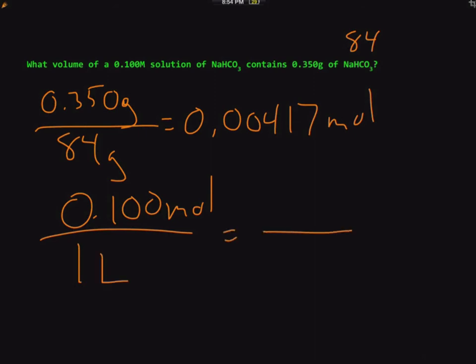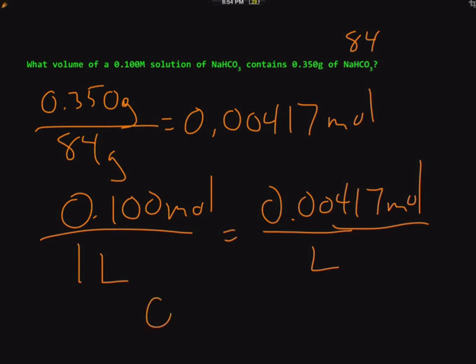And so if we have 0.00417 moles, the question is how many liters or milliliters. You could do 1,000 milliliters on the left and then get the answer in milliliters. When we do this out, we get 0.0417 liters, or it would be 41.7 milliliters.